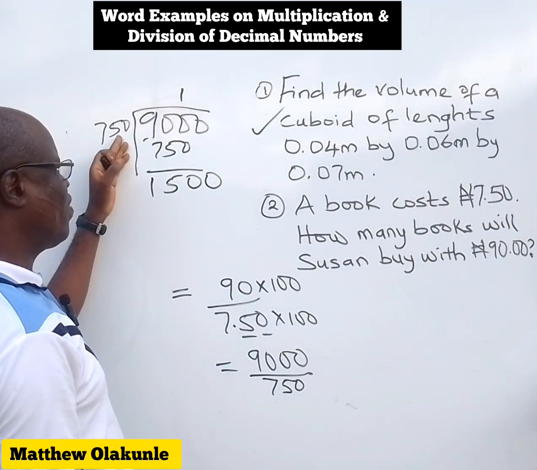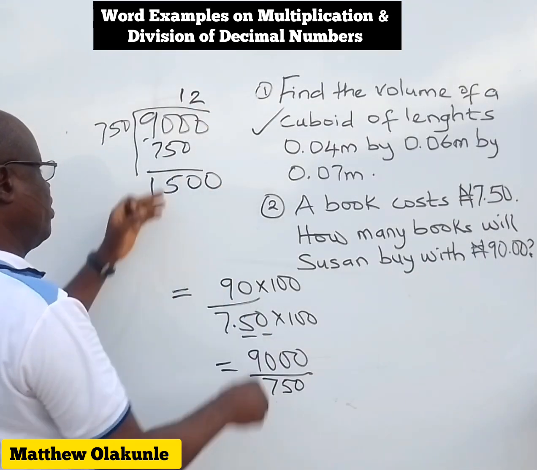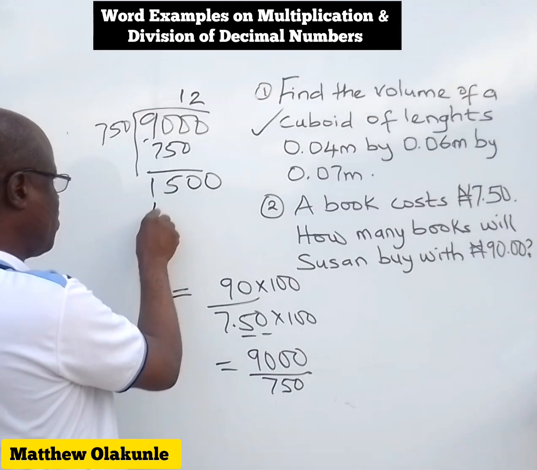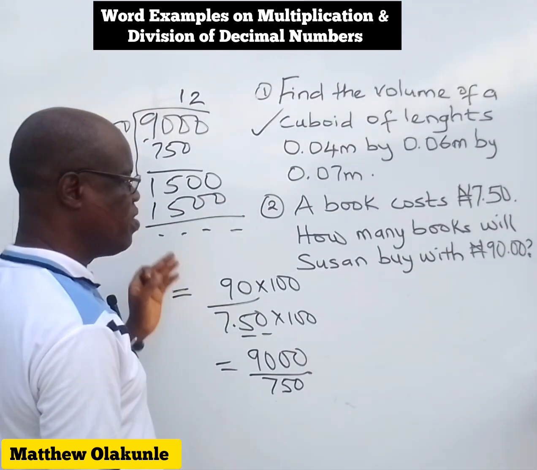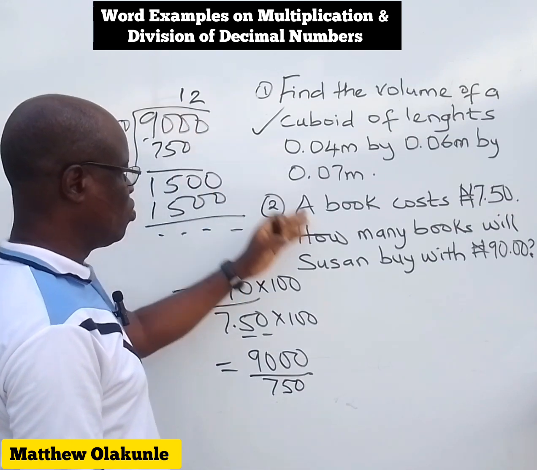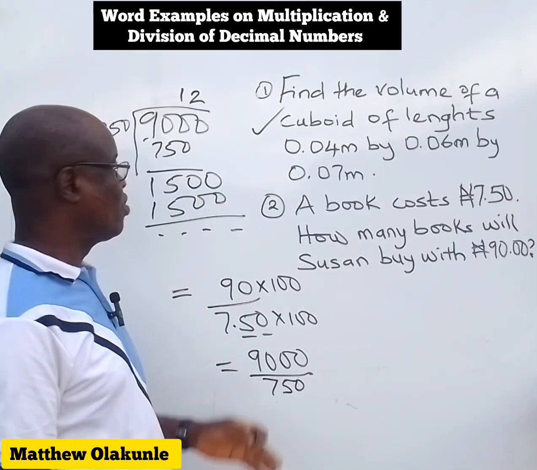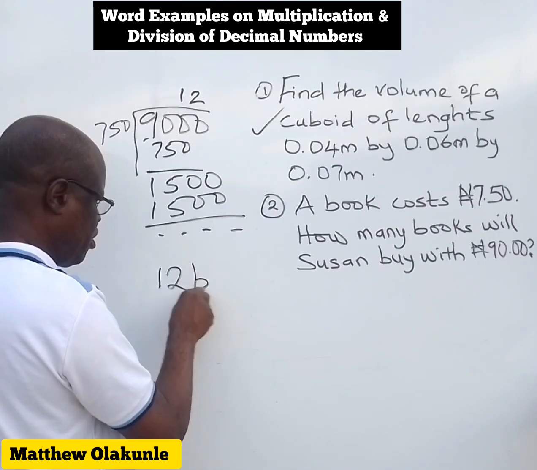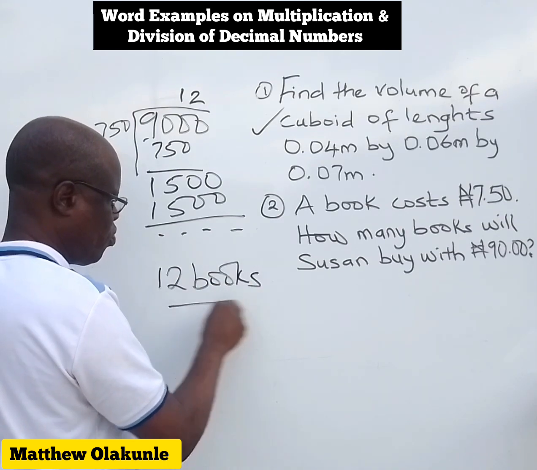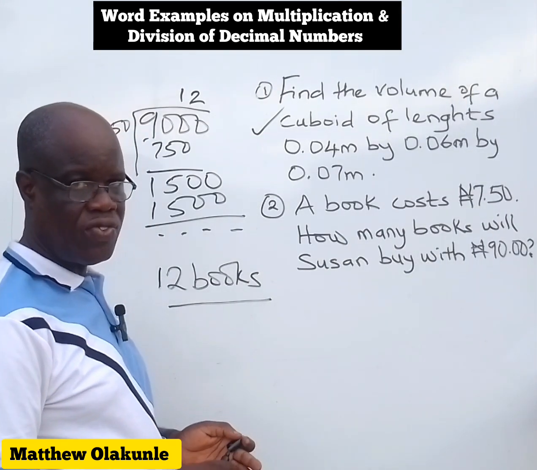How many times does 750 go in 1,500? That is 2. 2 times 750, that's 1,500. So it means that Susan can buy 12 books from 90 naira. So the answer is 12 books. It's very straightforward and it's very simple.